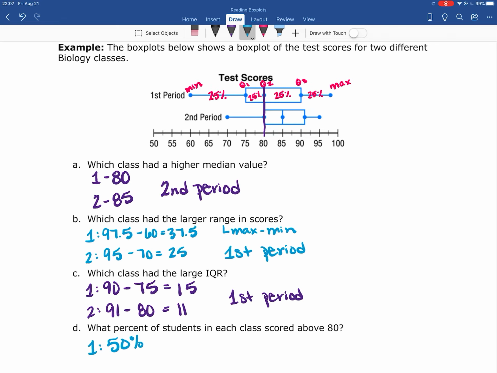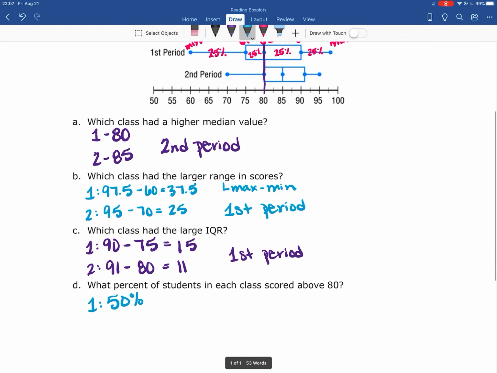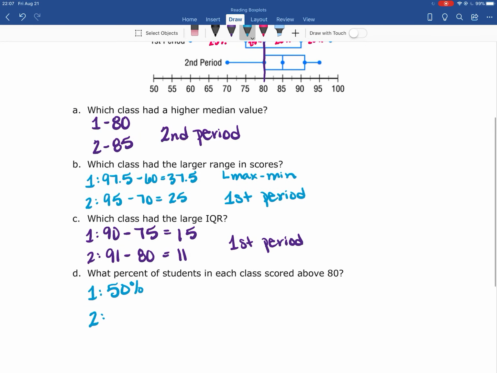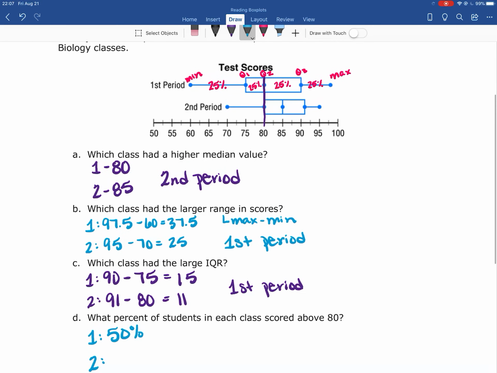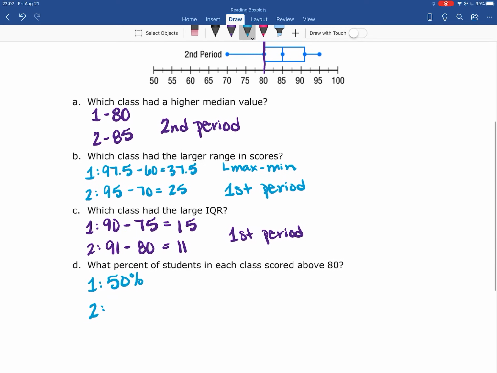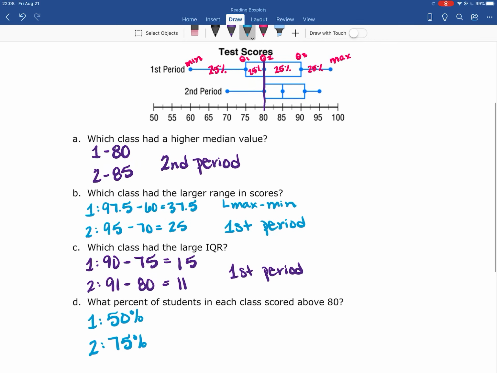Because you have the 25% from Q2 to Q3 and the 25% from Q3 to the max. And then the second period class, it looks like their Q1 value was 80. So then we have 3 sections of the box plot above the 80 from Q1 all the way to the maximum for the second period class. So that means 75% of the students scored above an 80 in the second period class.